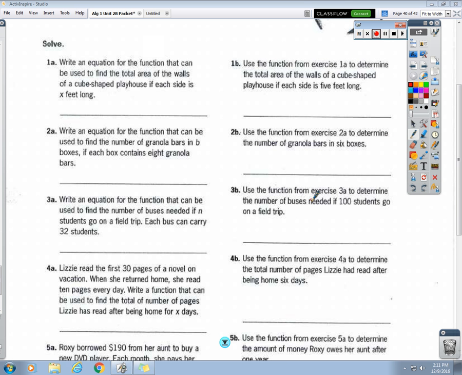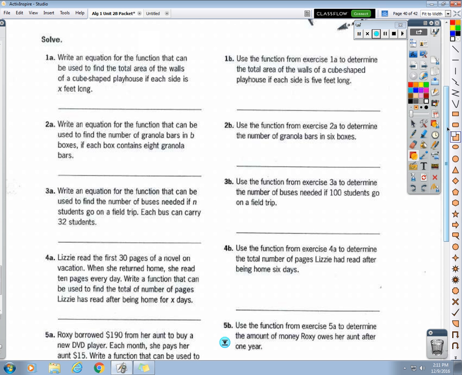Number 1A says to write an equation for the function that can be used to find the total area of the walls of a cube-shaped playhouse if each side is x feet long. Okay, so it helps if you try to visualize this playhouse. If you have a cube playhouse, each wall is a square, right? Because isn't a cube made up of 6 squares, basically?